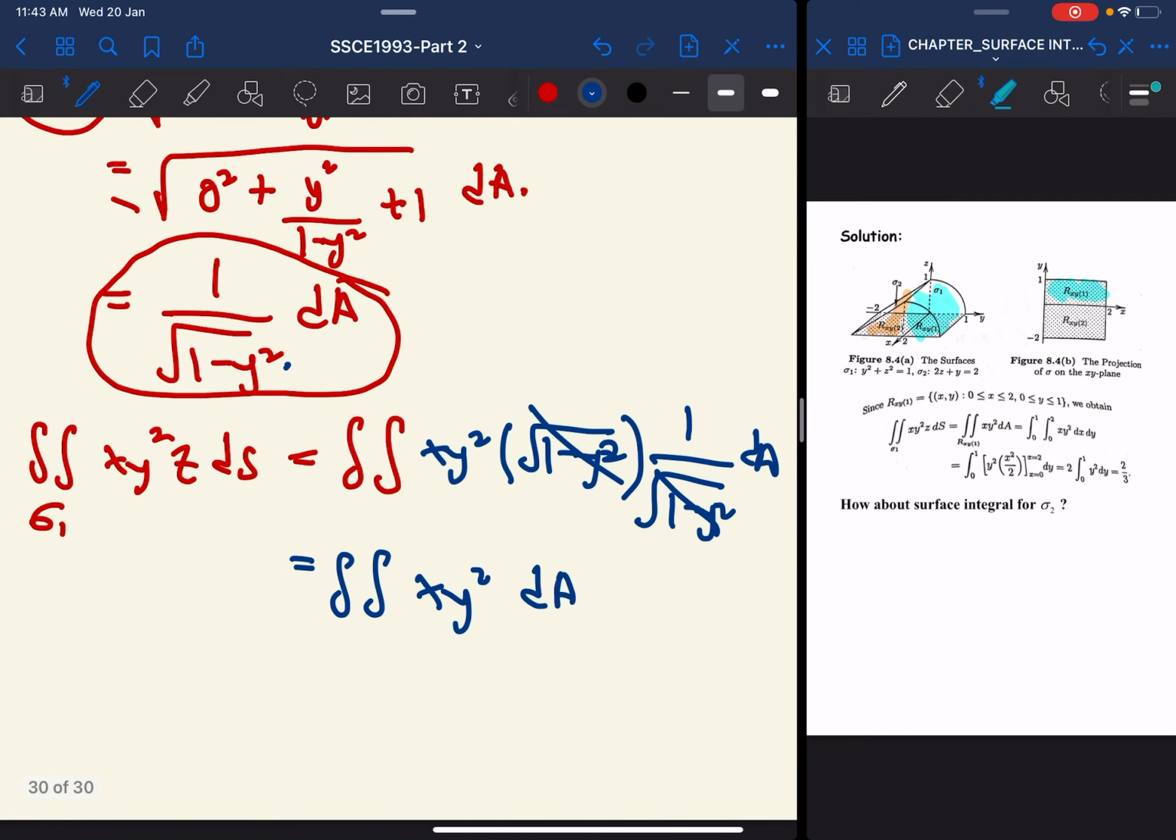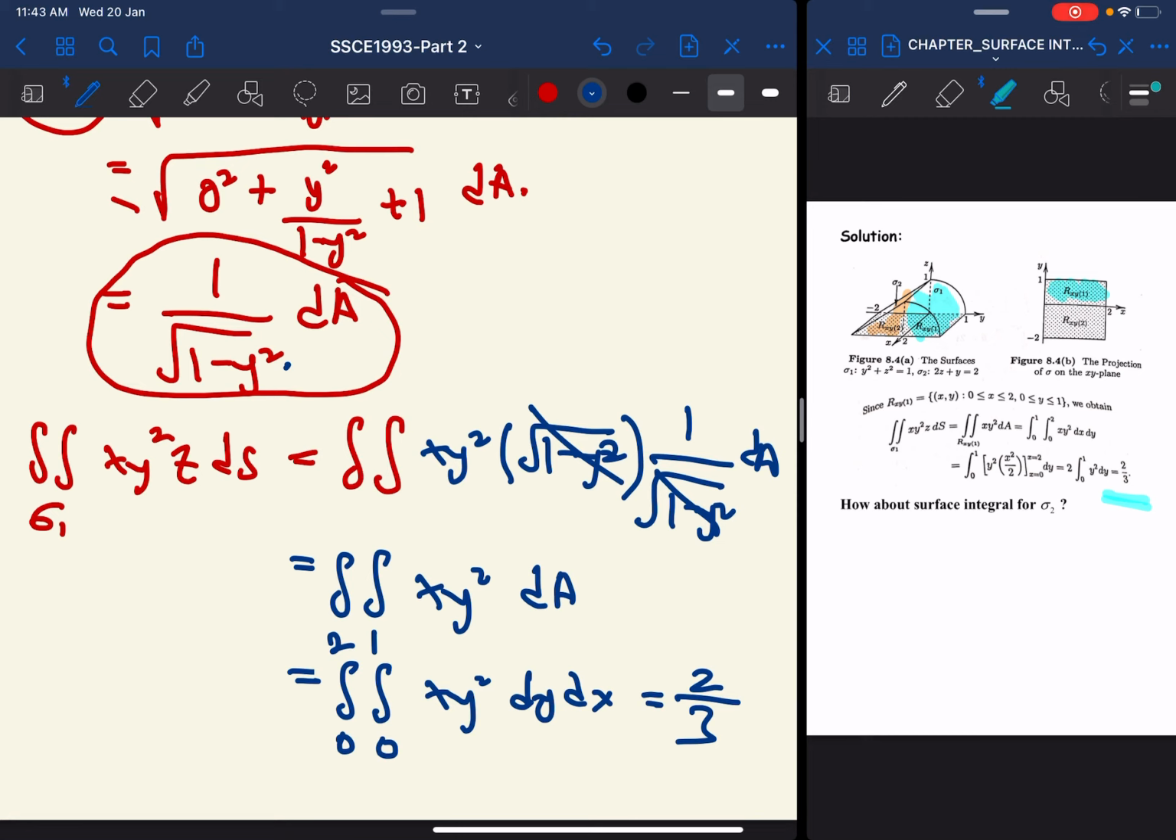Since it involves a rectangular shape, you will get the limits 0 up to 2 for x, and 0 up to 1 for y, of x y squared dy dx. I choose to use dA as dy dx, but you can also use dx dy. There should be no problem at all. You will get this part as 2 over 3, like I give to you here.